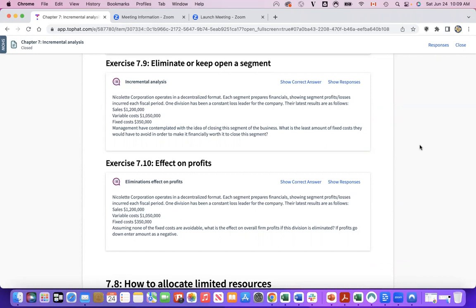In 7-9, the question is, what is the least amount of fixed costs they would have to avoid in order to make it financially worth it to close this segment? And then 7-10 asks, assuming none of the fixed costs are avoidable, what is the effect on overall firm profits if this division is eliminated? If profits go down, enter the amount as a negative.